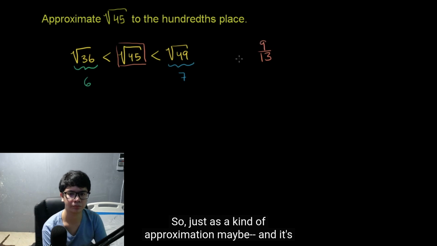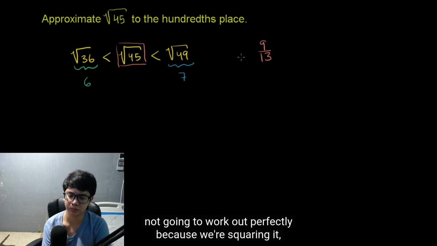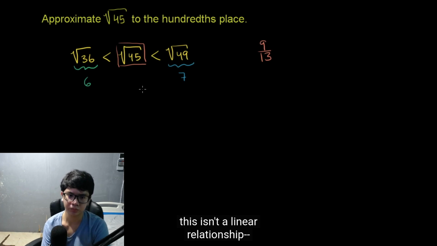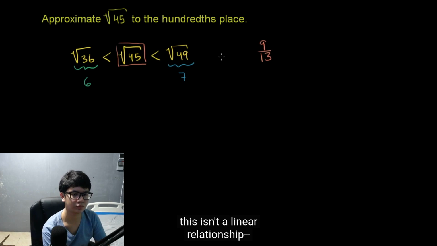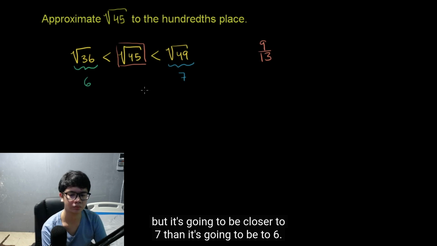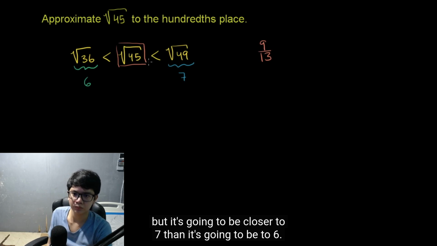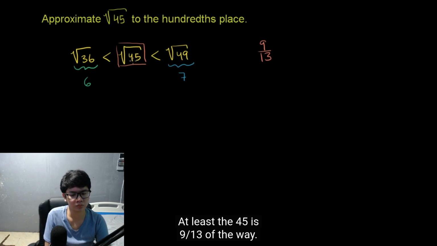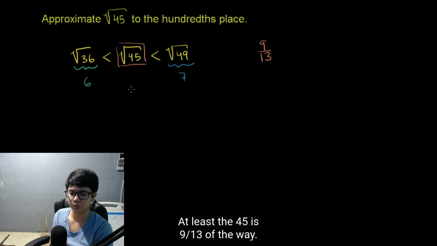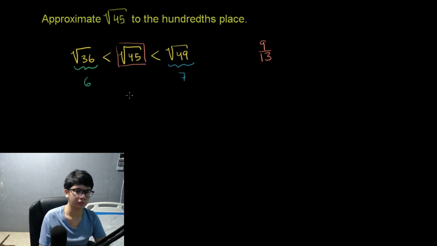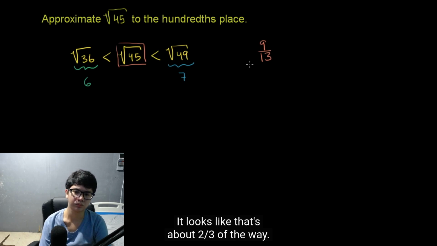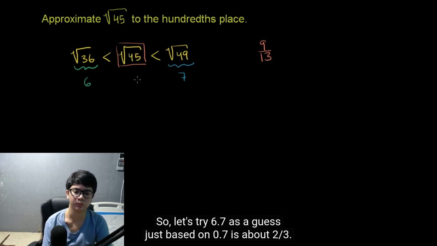So just as an approximation, and it's not going to work out perfectly because we're squaring it, this isn't a linear relationship. But it's going to be closer to 7 than it's going to be to 6. And at least the 45 is 9/13 of the way. So it looks like that's about 2/3 of the way. So let's try 6.7 as a guess, just based on 0.7 being about 2/3.